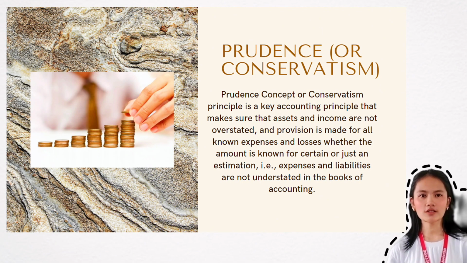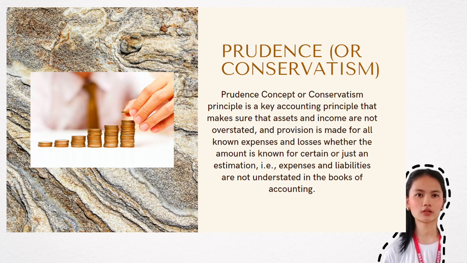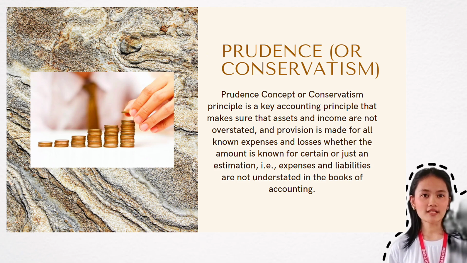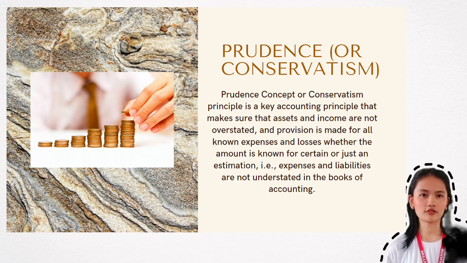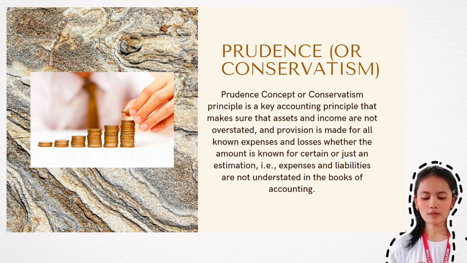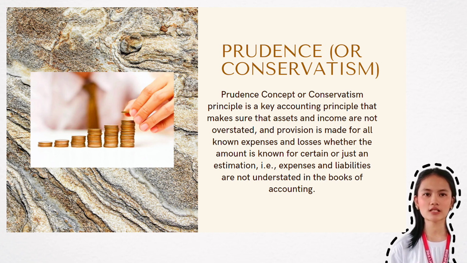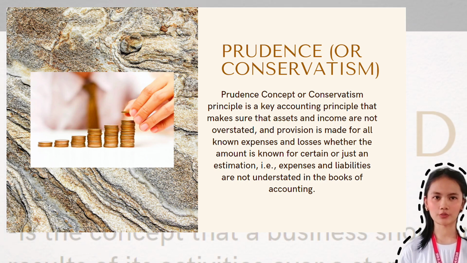Prudence concept or conservatism principle makes sure that the assets and income are not overstated, while the expenses and liabilities are not understated. Therefore, incomes and assets are recorded at its lower amount, while the expenses and liabilities are recorded at its higher amount.